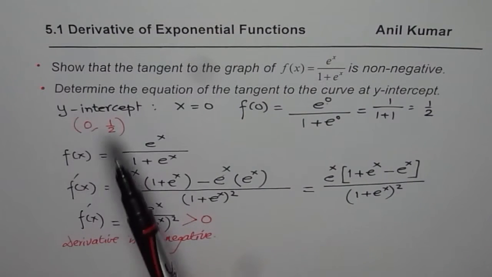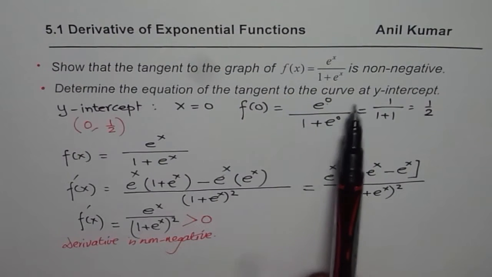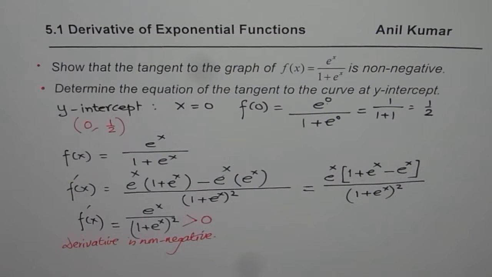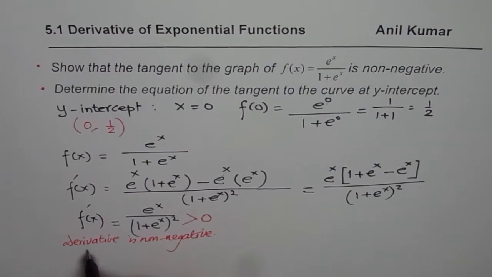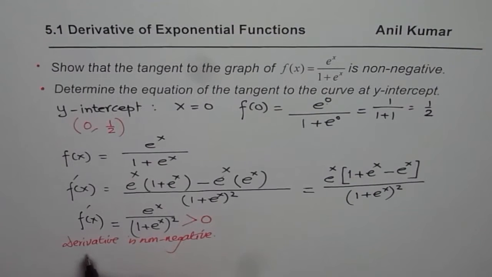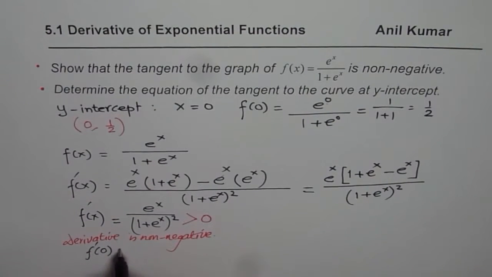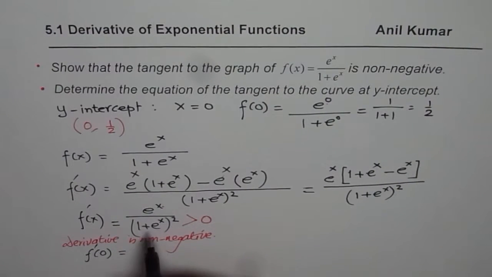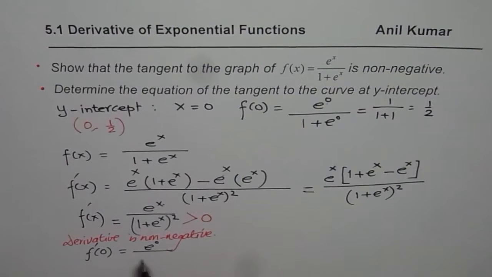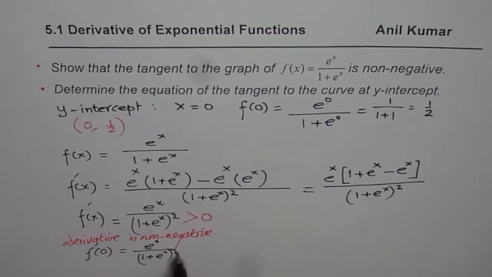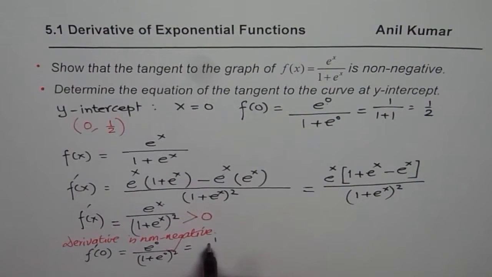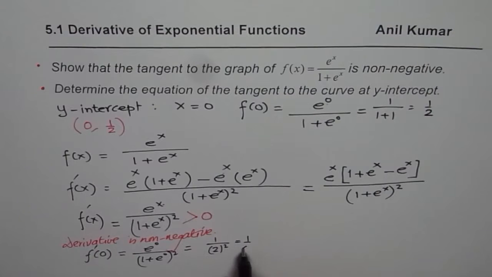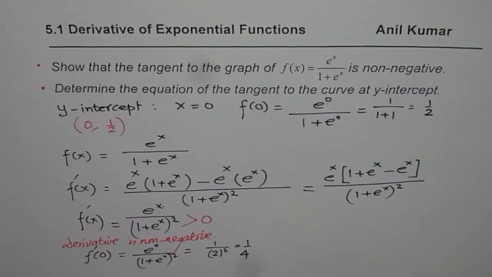Now, the second part is to determine the equation of the tangent to the curve at the y-intercept. Now to find the tangent, let's find the derivative at x equals 0. So that is to say, let us find what the derivative is at 0 itself, right? At x equals 0. If I substitute 0 here, what do I get? So I get e to the power of 0 over 1 plus e to the power of 0 whole squared, and that is 1 over, this is 2, right? So 2 squared, and that is 1 over 4. So the derivative is 1 over 4.